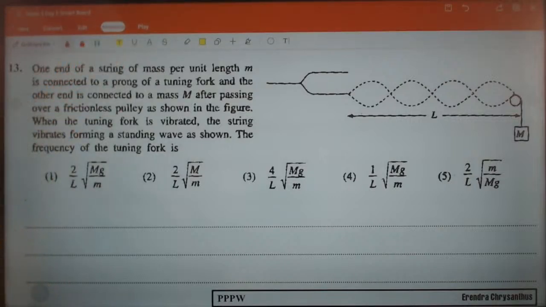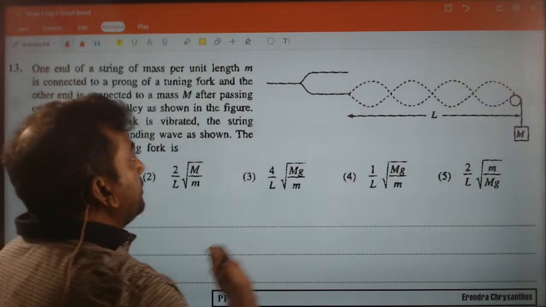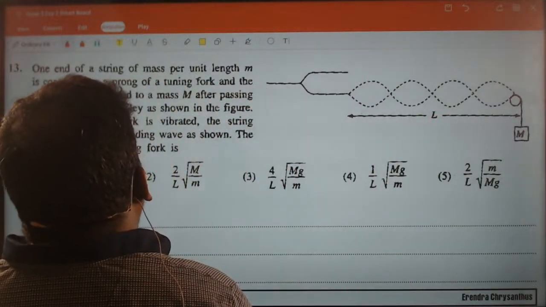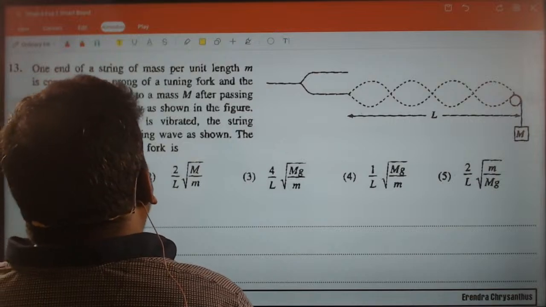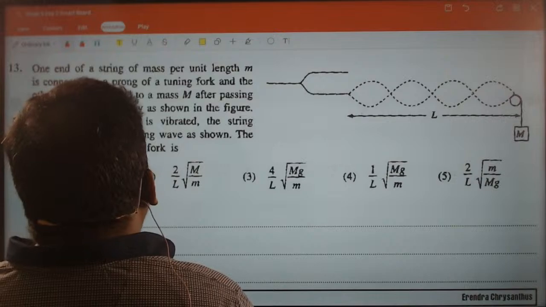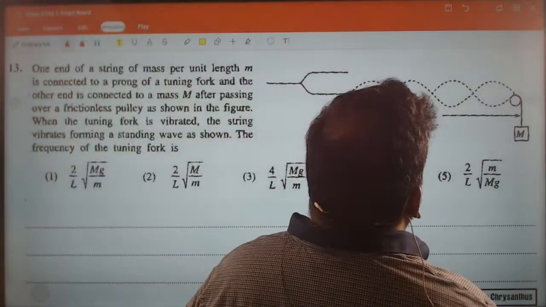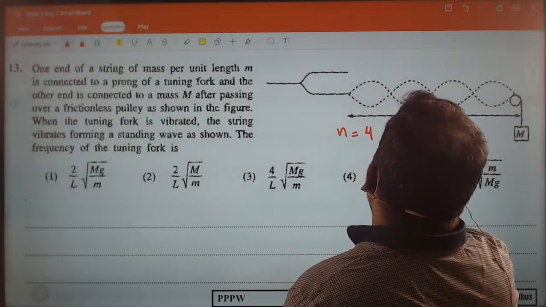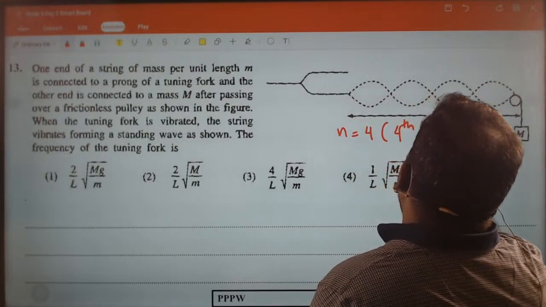One end of a string of mass per length m and length L is connected to a prong of a tuning fork. The other end is connected to a mass M passing over a pulley. The string forms a standing wave pattern. How many loops? 1, 2, 3, 4 loops. That means n equals 4. That is technically the fourth harmonic.